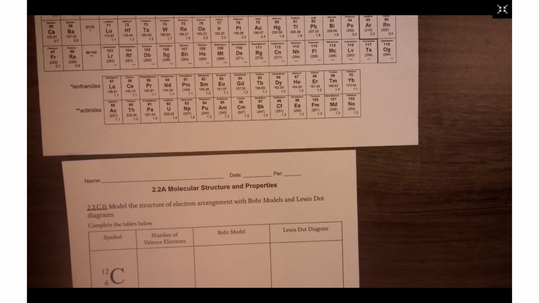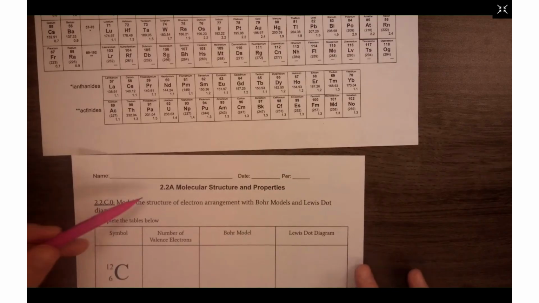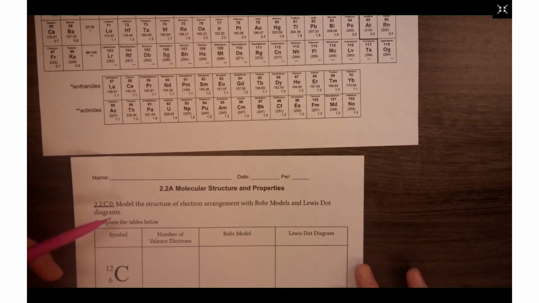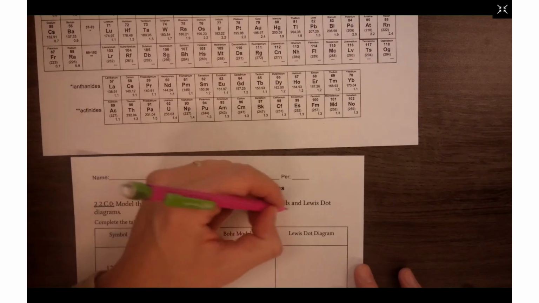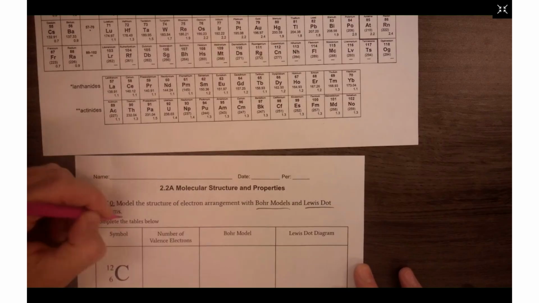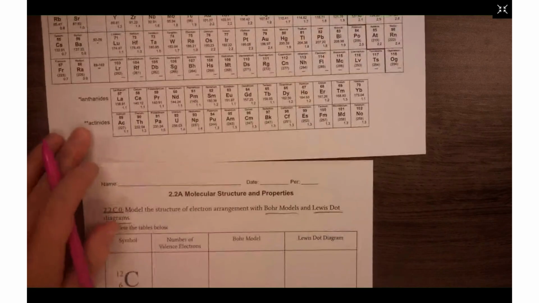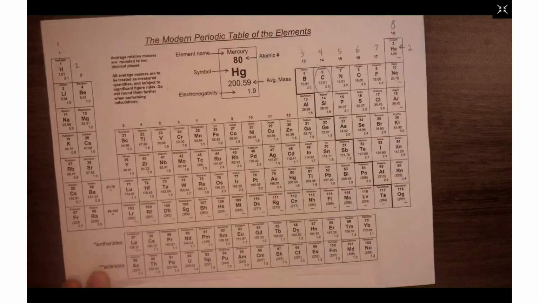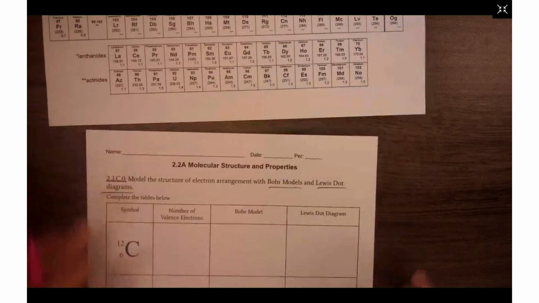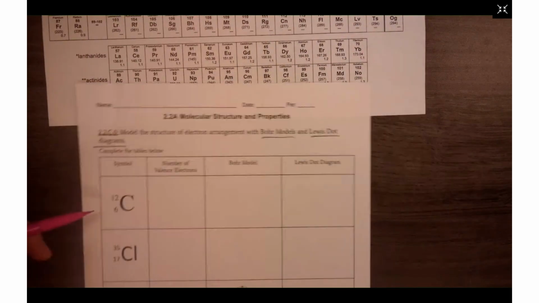Hi everyone, this is just an overview of our CFA on 2.2a, Molecular Structure and Properties. Our goal is to be able to model the structure of electron arrangements with Bohr models and Lewis dot diagrams. So you'll need your periodic table to complete this. And we're going to look at our first problem here.